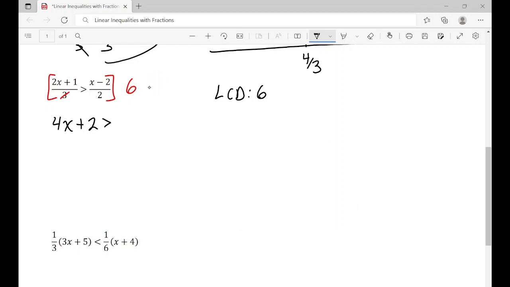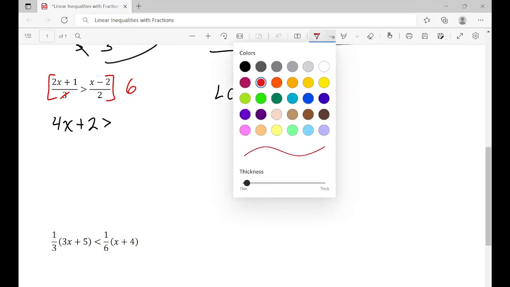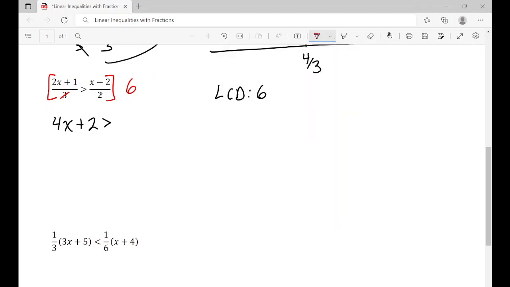And now let's do it again for the next term. How many times does 2 go into 6? Well, 2 will go into itself once and go into 6 3 times. And now I'll distribute the 3 to the x minus 2. And when I do that, I'm going to get 3x minus 6.